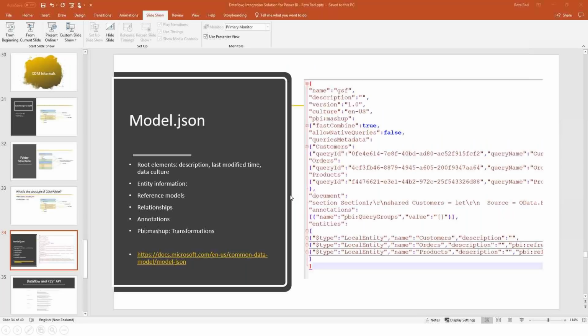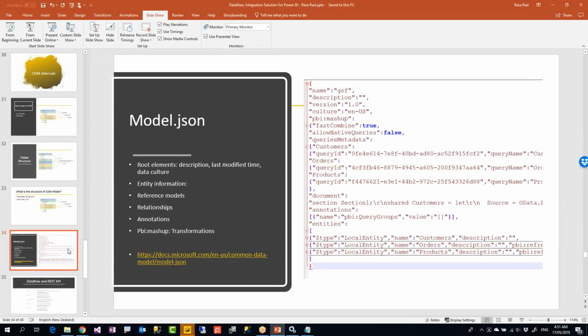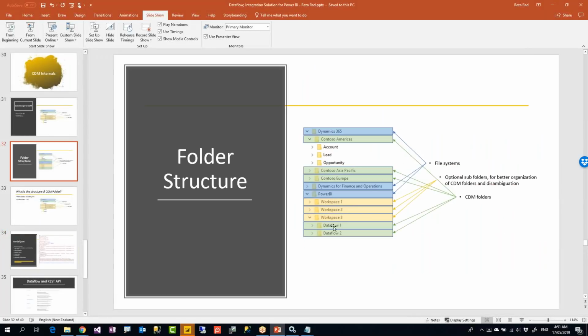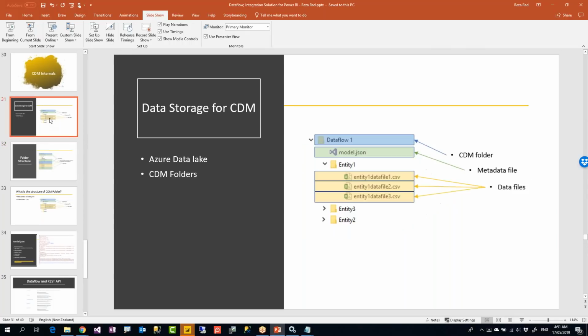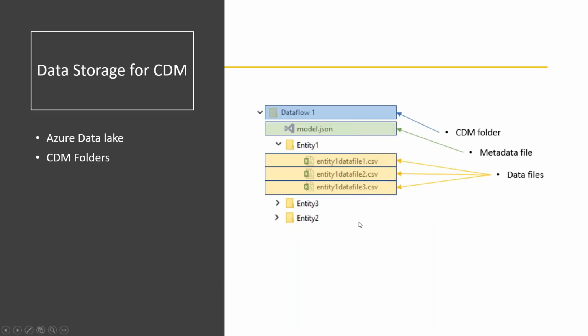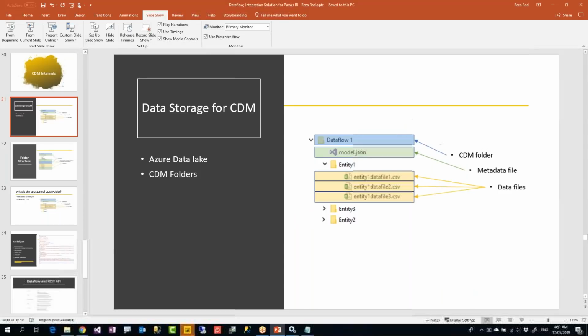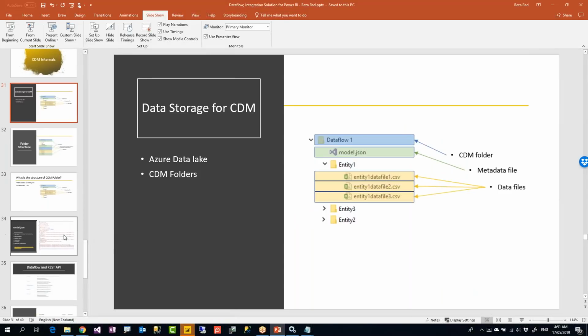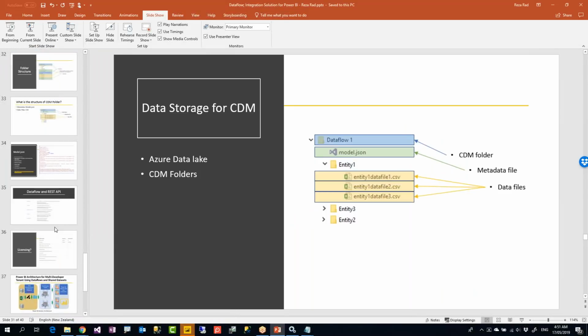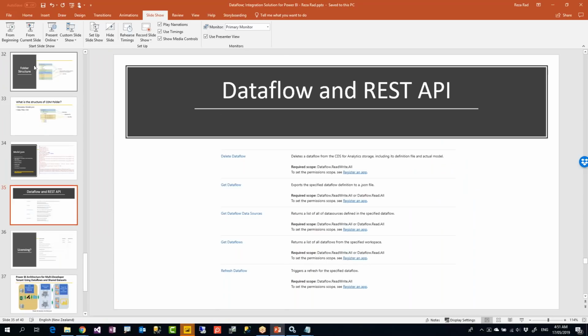And as I said, the folder structure is that you have workspaces, under workspaces data flows, and under data flows you have the JSON files and each entity. The data at the moment is stored as CSV. Later on in the future we might have other types of data storage supported, but this is what is supported right now.